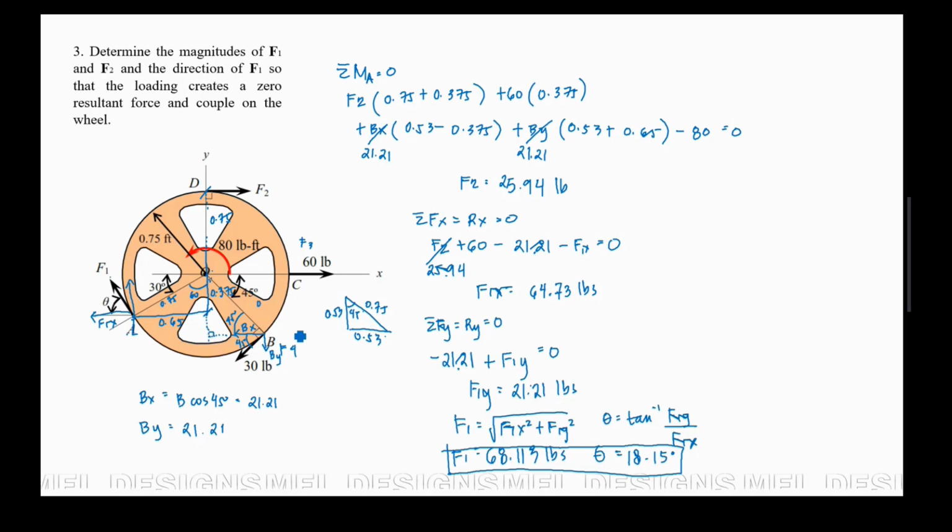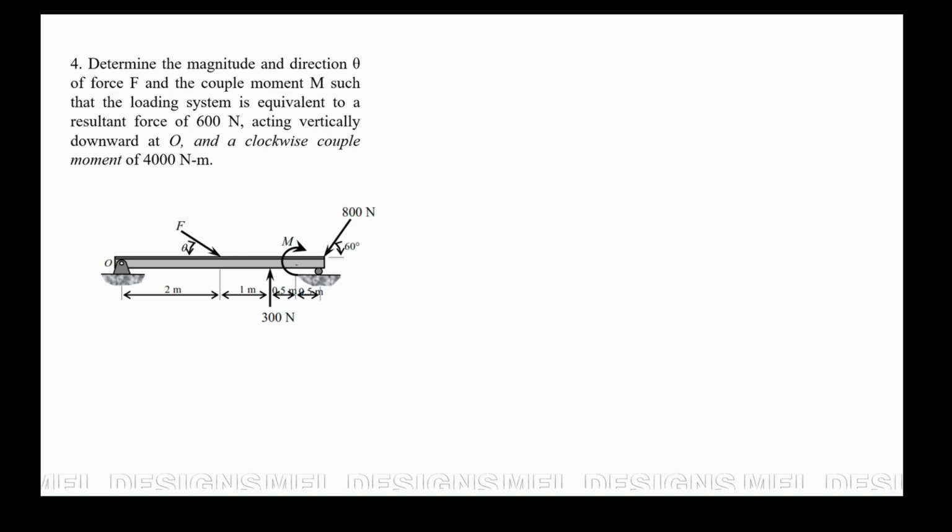Okay, next. Determine the magnitude and direction theta of force F and the couple moment M such that the loading system is equivalent to a resultant force of 600 Newton acting vertically downward at O and a clockwise couple moment of 4,000 Newton meter. So we are asked to find the value of our force F.